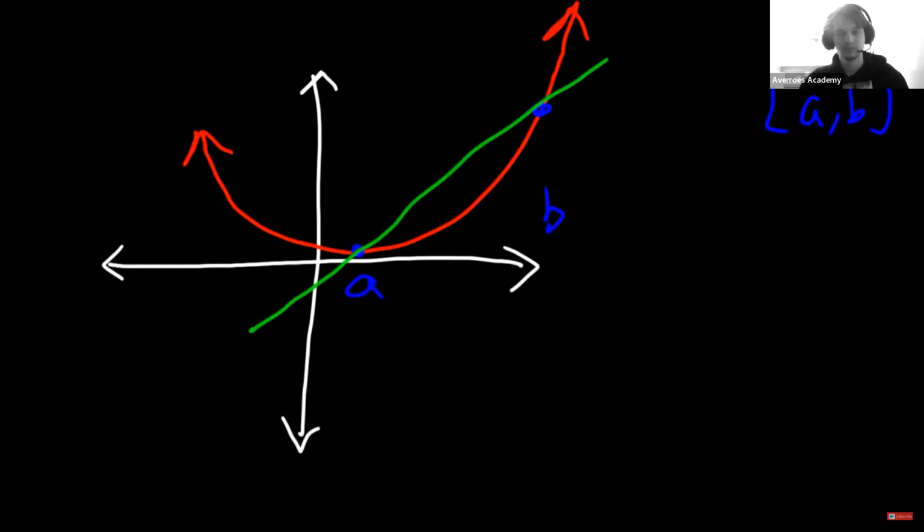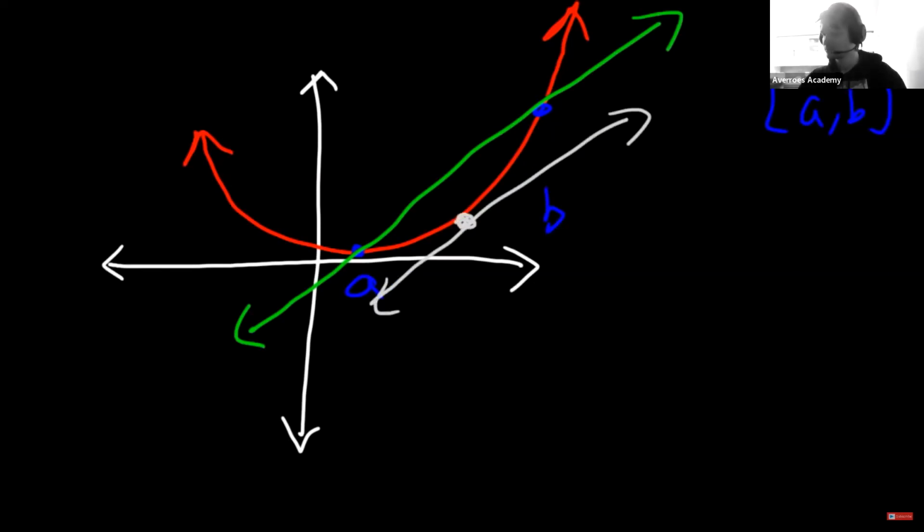And a secant line touches 2 points on a graph. A tangent line only touches 1 point on a graph. So that would be a tangent line. So keep that in mind. The average rate of change represents the slope of the secant line.